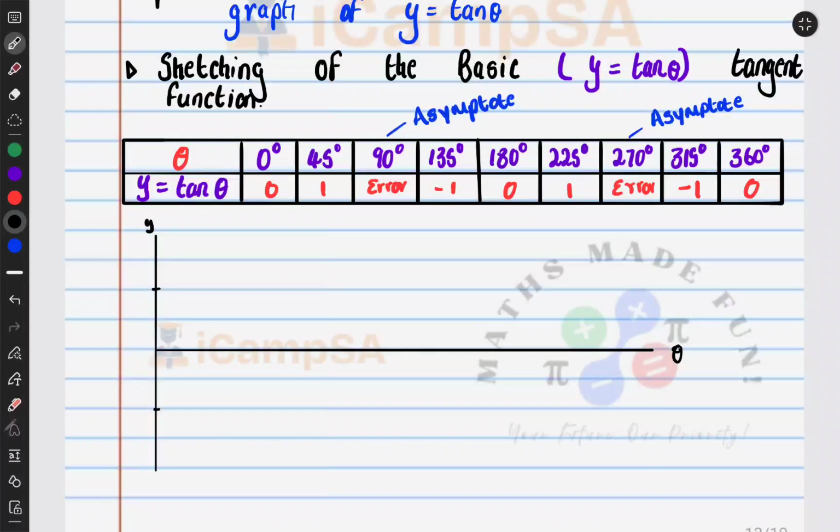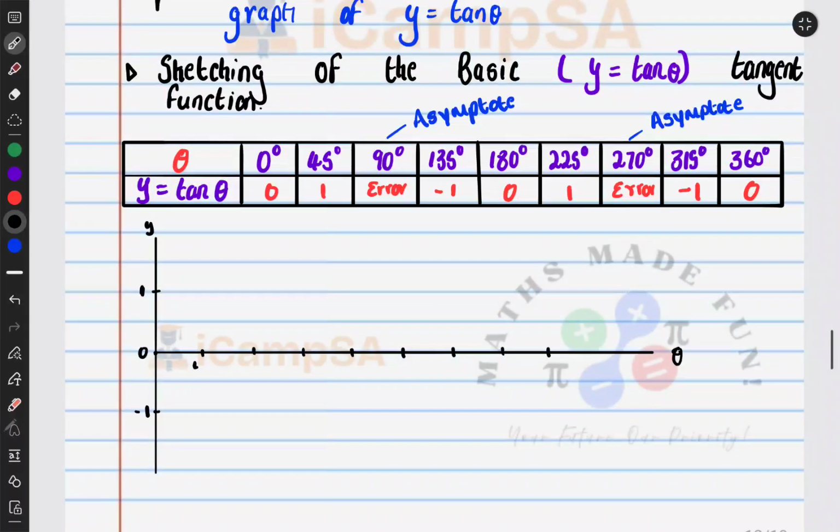We're gonna say it's 1 there. I have 1, -1, we have 0 here, then we're gonna have 45, 90, 135, 45, 90, 135, 180, 225, 270, 315, 360. Okay, let's quickly write that.